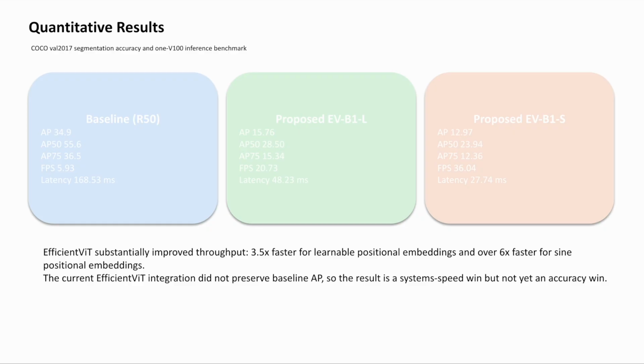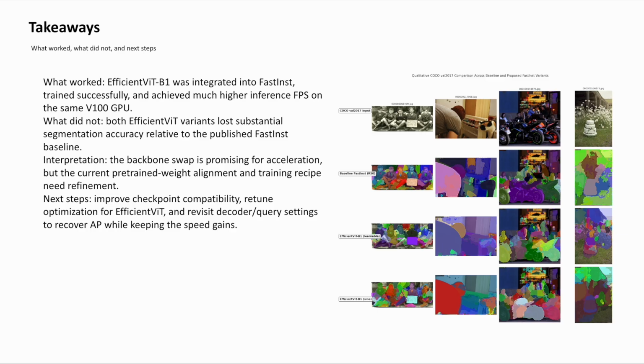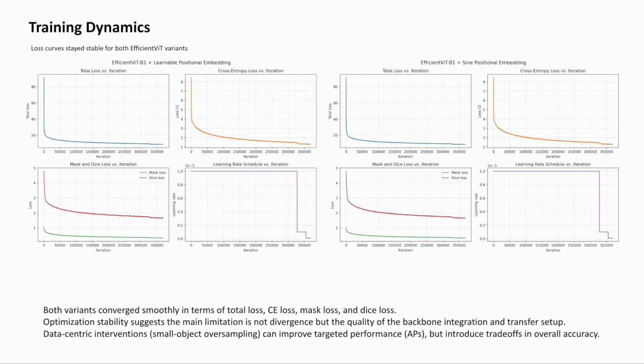Results. Efficient ViT significantly improves speed, up to 6 times faster, but accuracy drops a lot, from about 35 AP to around 13-16. So we clearly see a trade-off: higher speed, lower accuracy. Our training is stable, so the issue is not optimization, but the backbone design. In conclusion, efficient ViT is promising for speed, but we need better integration to maintain accuracy.